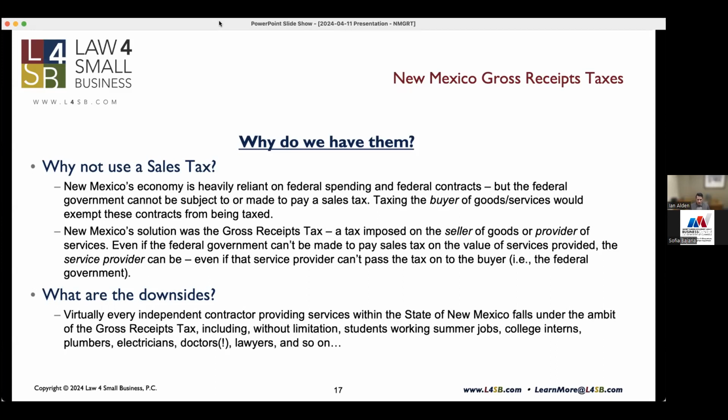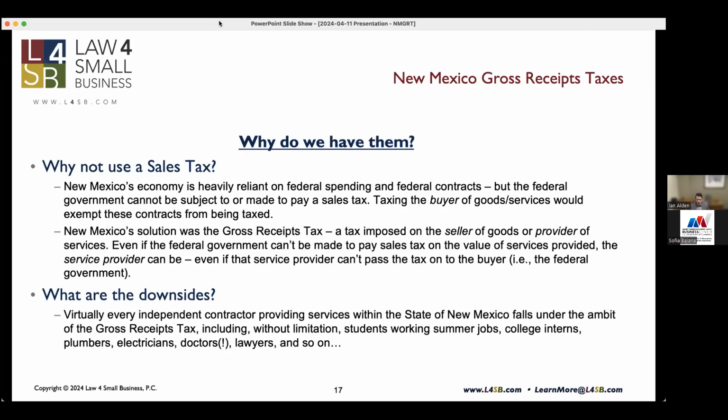College interns, plumbers, electricians, doctors, which is a huge thing because legally doctors cannot pass on that gross receipts tax to their patients. So the gross receipts tax paid by the doctors gets folded into the cost of services. That's one of the reasons why medical costs are X% higher than they might otherwise be, because the gross receipts tax is being factored into the cost of services.